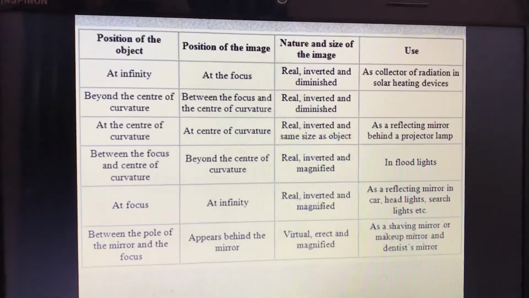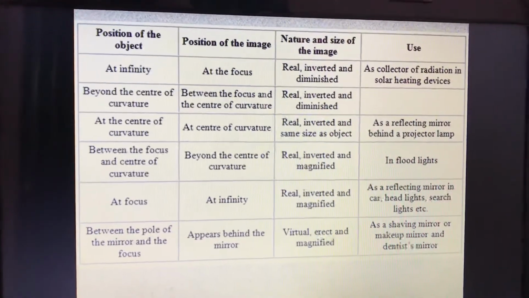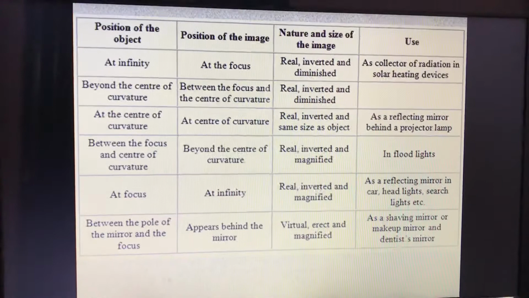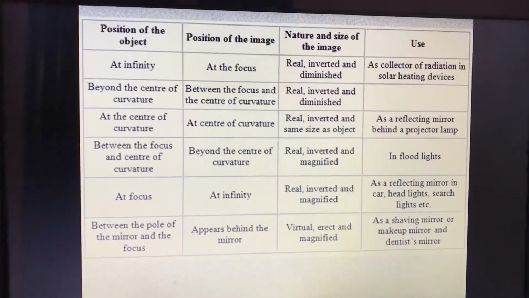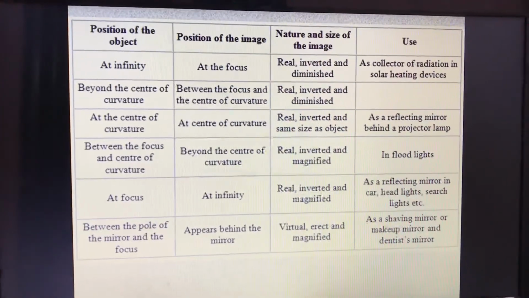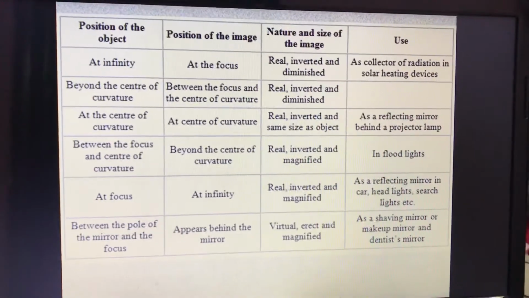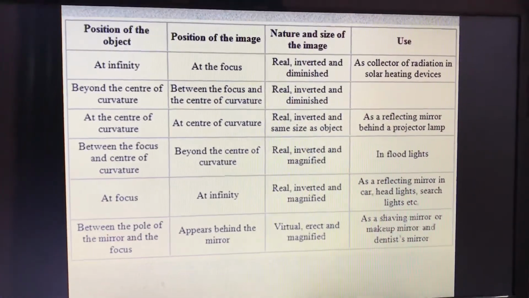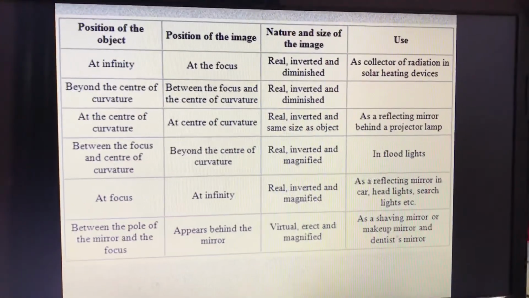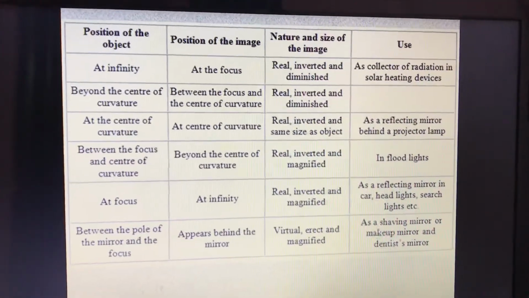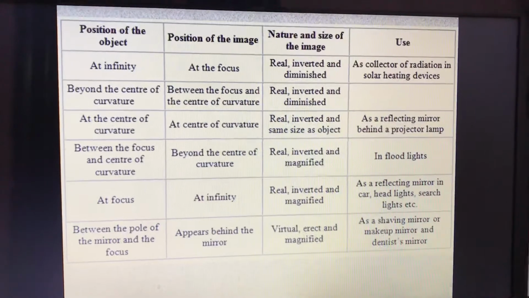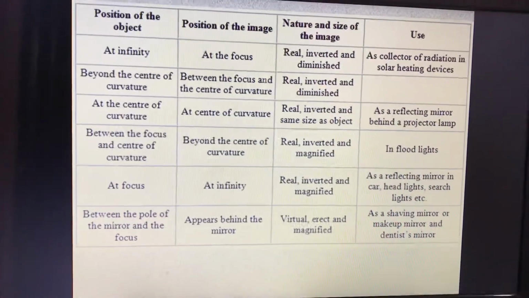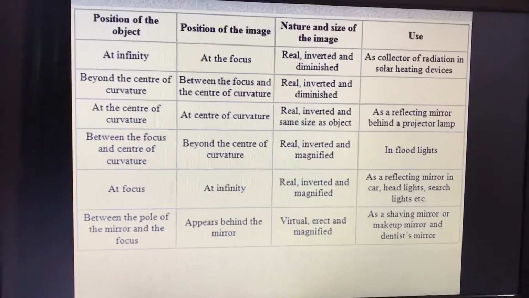I hope you are fine and you have seen the earlier videos of this chapter in which I have shown how to draw the ray diagrams. Now in this video we are going to draw ray diagrams for different positions of an object using spherical mirrors. First let's begin with a concave mirror.